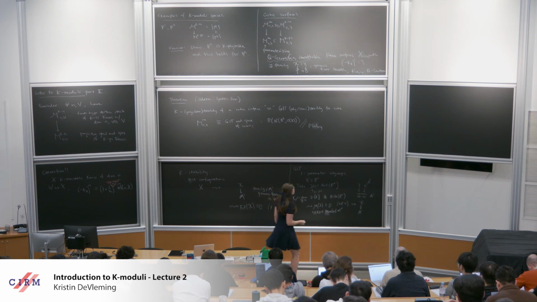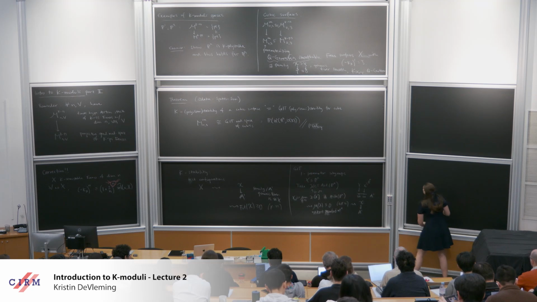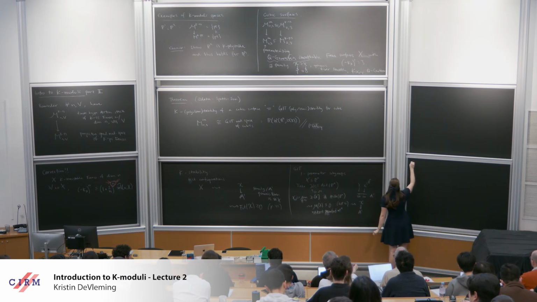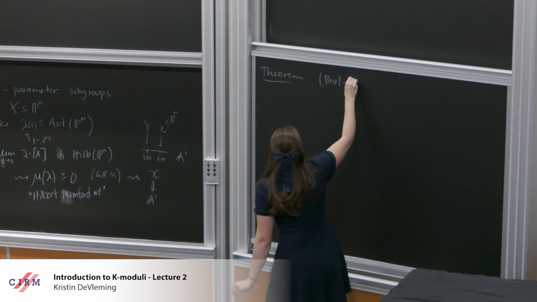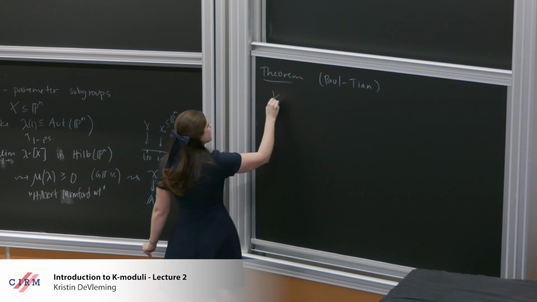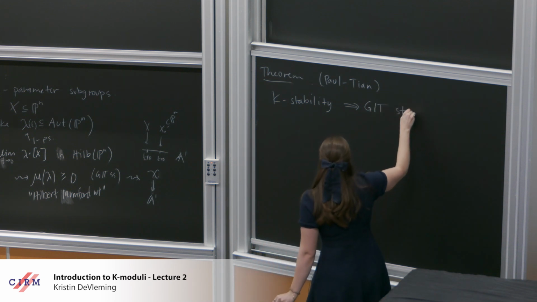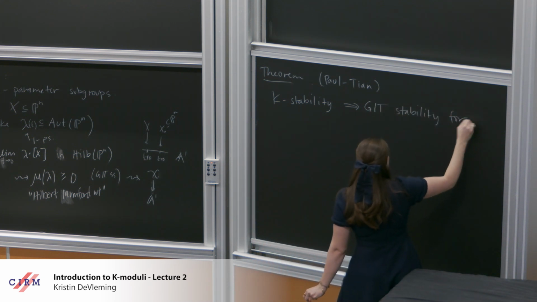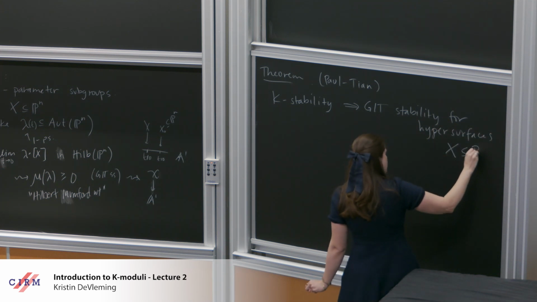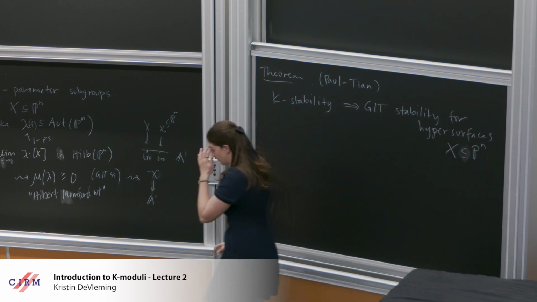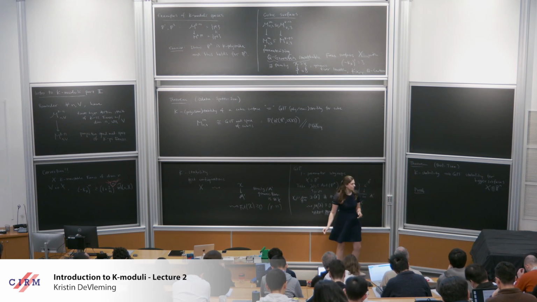Okay? So this is a general idea due to Paul and Tian. So maybe we'll call this a theorem. Well, the idea comes from Paul and Tian that says K stability implies GIT stability for hypersurfaces. I mean, there are more general things you can say here, but I'll just say it in this way. And the proof of this is just this.